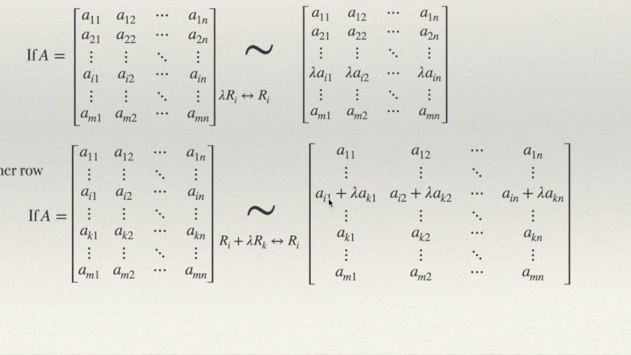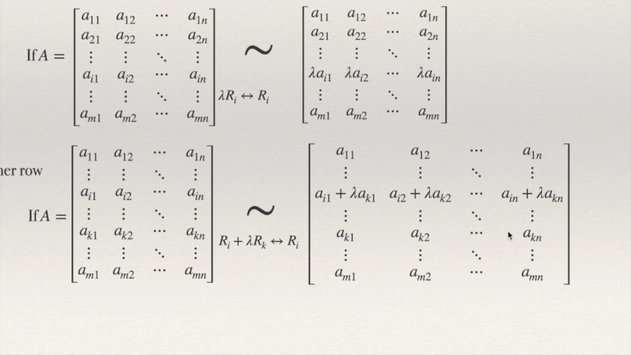For example, the first element will be the first element of row i plus lambda times the respective element in row k. The second element of this row will be the second element plus lambda times the second element of row k. And so on. Every element will be substituted by the same element plus lambda times the corresponding element in row k. That will be the operation, the row addition. So we'll be adding to a row another row that has been multiplied by a number.